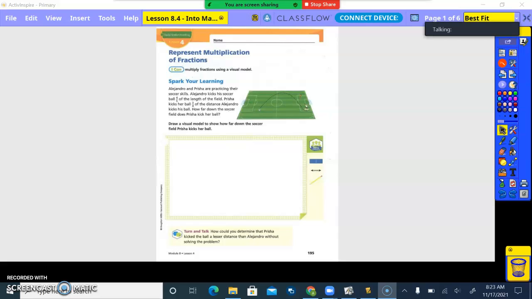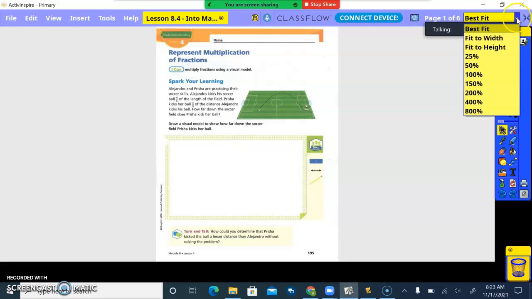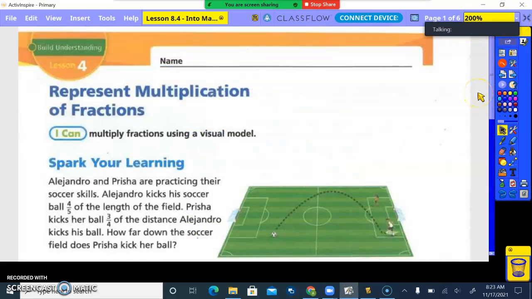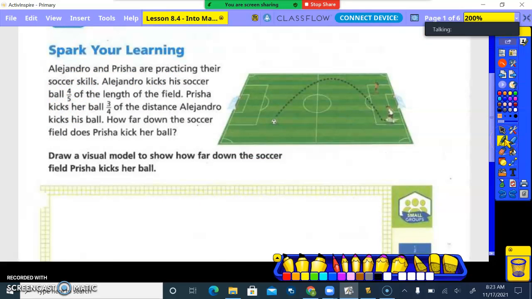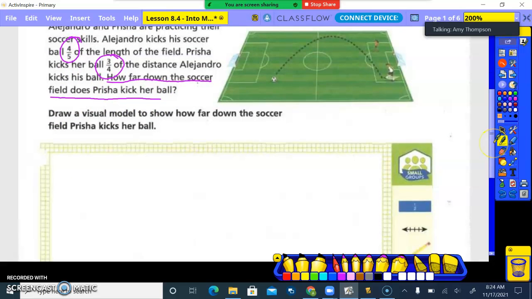Okay, so he kicks his 4/5. She kicks hers 3/4, right? And then they want to know how far down the soccer field Prisha kicks her ball. Okay. So how far does Alejandro kick his?